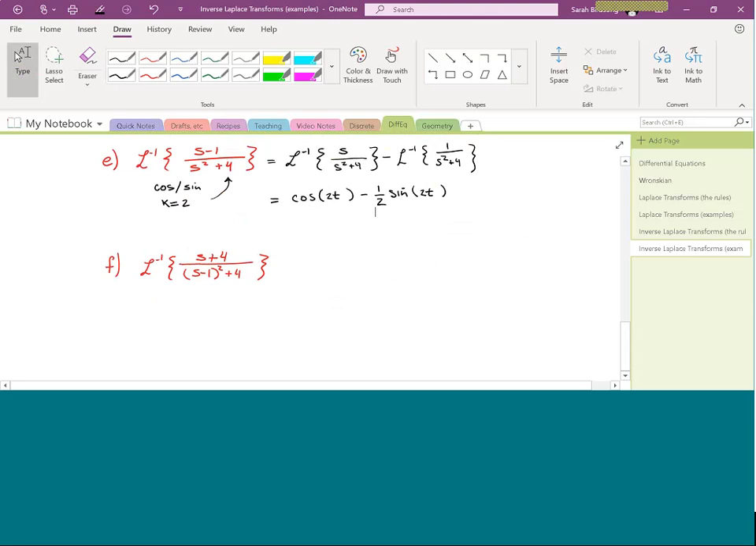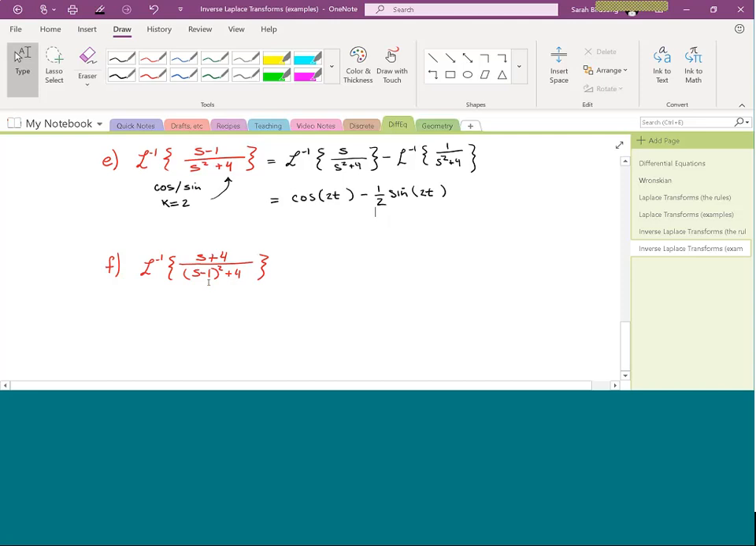So the key thing to notice here is, previously, we had an s squared plus some constant. Down here, we now have an s minus 1 quantity squared plus some constant. So what this is telling us, you can actually ignore the top. It's the bottom that's going to give everything away.